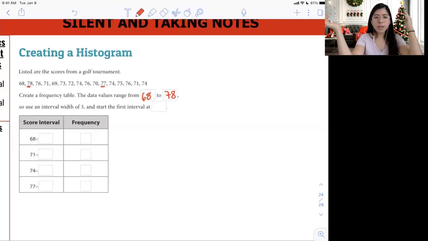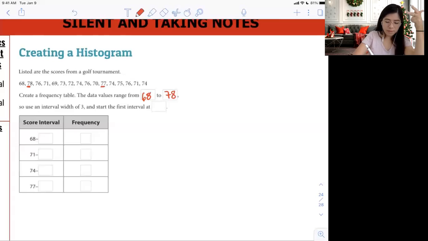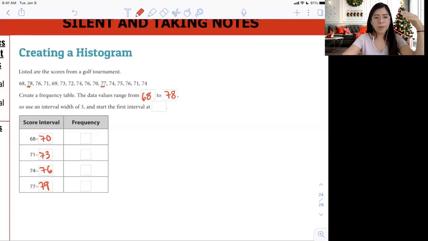So each one is going to be 3 values. For example, the first interval would be 68, 69, 70, so up to 70. Then 71, 72, 73, 74, 75, 76, 77, 78, 79. So it's going to go a little above 78, but that's okay. So you're adding by 3 every time? Yes, all the intervals are in groups of 3. So it's dividing it into groups of 3.